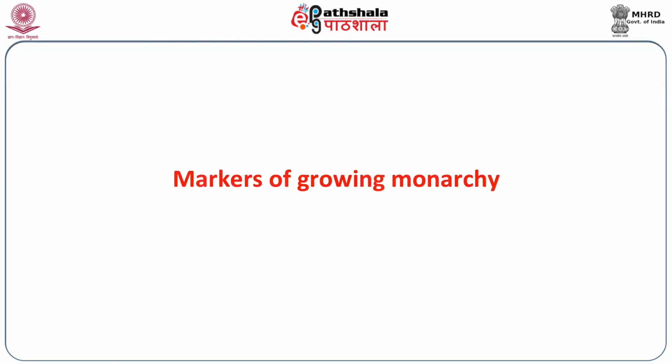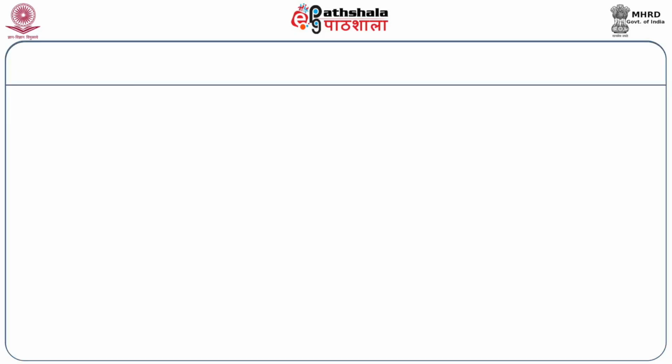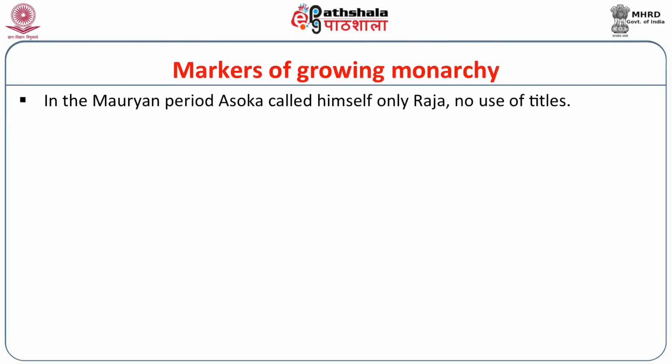Monarchy, as I said, was very important, and there are certain markers of growing monarchy. Now what are these markers? We find that in the Mauryan period, in spite of the vastness of the empire, in spite of Ashoka ruling over the pan-Indian Mauryan Empire, he calls himself only Raja.